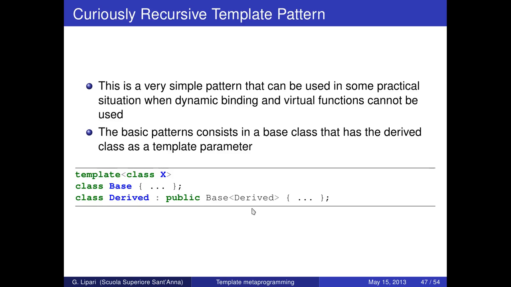Now, there is a restriction in doing this, of course. The size of base cannot depend on the parameter x. So x should not influence the number of bytes of which base consists. Okay? For example, you cannot instantiate an object of type x inside base, otherwise it's going to recurse forever. But you can use x inside base and we will see how.